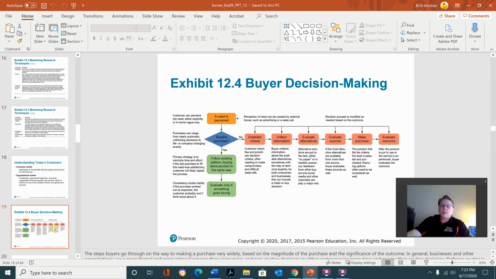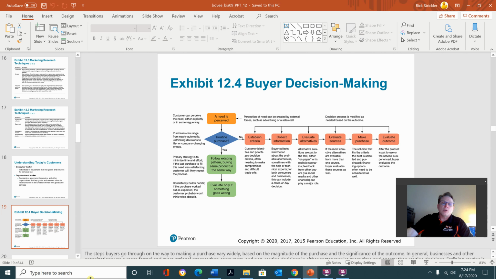And then buyer decision making. If it's just an individual consumer, then you make the decision, or you and a significant other, or you and your parents, or you and your kids make the decision. If it's an organization, there's a whole process that goes along with it. But for you, you perceive the need. Is it a routine purchase or not? If it's not a routine purchase, then you go through establishing criteria of what you want to buy, collecting information, evaluating alternatives, evaluating sources, making the purchase, and evaluating the outcome. If it's a routine purchase, you just do what you normally do and buy it.